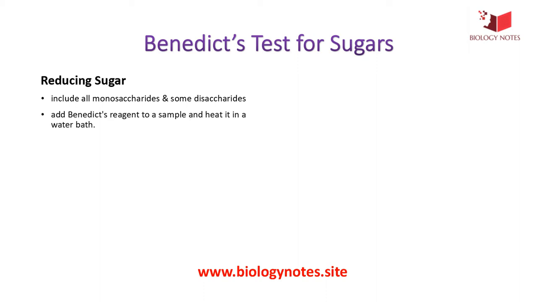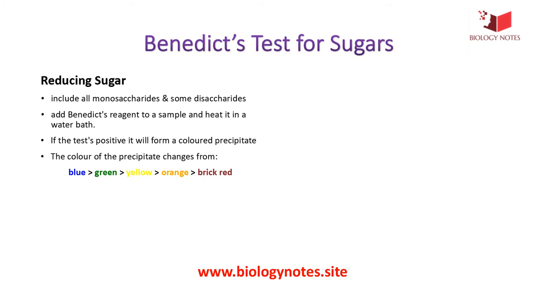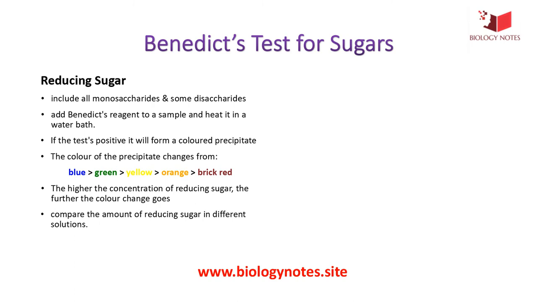You add Benedict's reagent, which is blue, to a sample and heat it in a water bath that's been brought to the boil. If the test's positive, it will form a colored precipitate, solid particles suspended in the solution. The color of the precipitate changes from blue to green, to yellow, to orange, to brick red. The higher the concentration of reducing sugar, the further the color change goes. You can use this to compare the amount of reducing sugar in different solutions. A more accurate way of doing this is to filter the solution and weigh the precipitate.